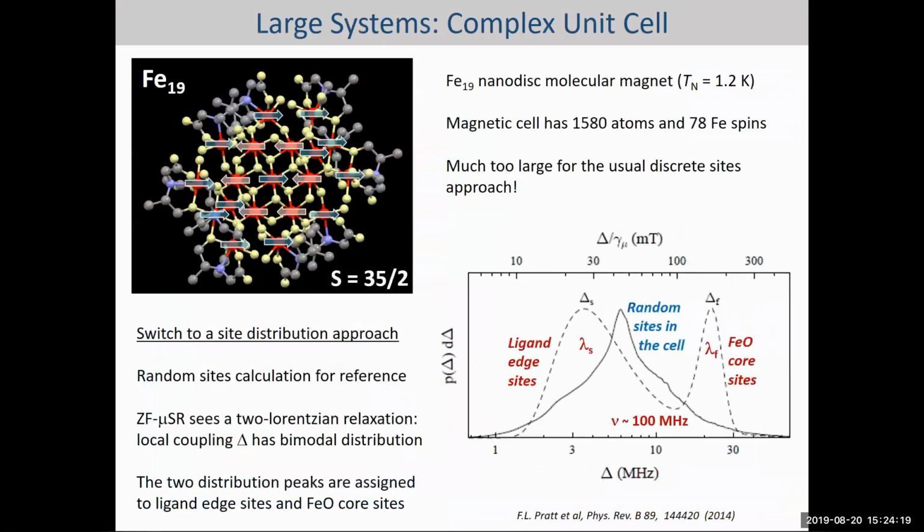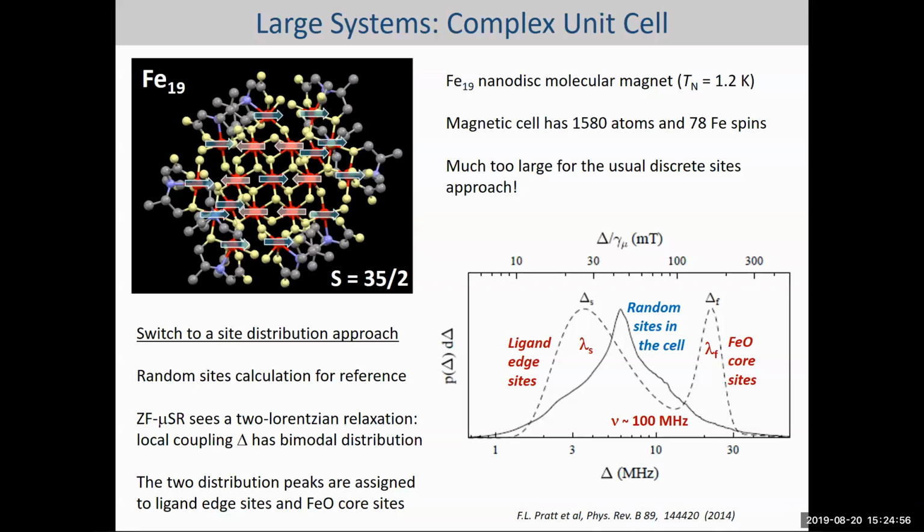Okay, so that was a fairly complex system, but one can move on to even more complex molecular magnetic systems. So this is a magnetic cluster nanodisk molecular magnet with 19 iron spins in a sort of disc-like shape. This has an ordering transition down at 1.2 Kelvin. So one of the questions is, it's a large spin, and that's a low ordering temperature, so it could be driven by dipolar coupling rather than the more usual superexchange interaction.